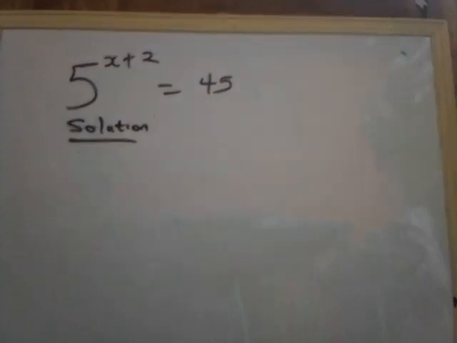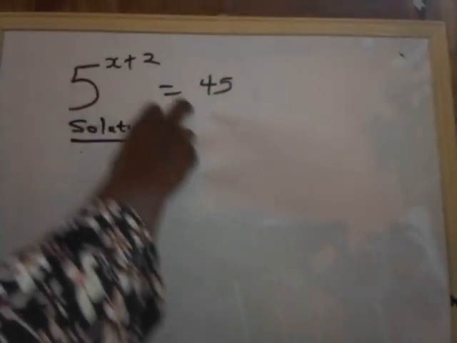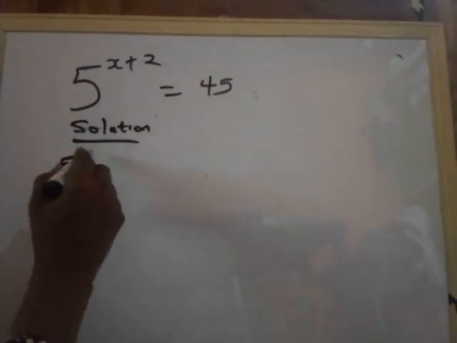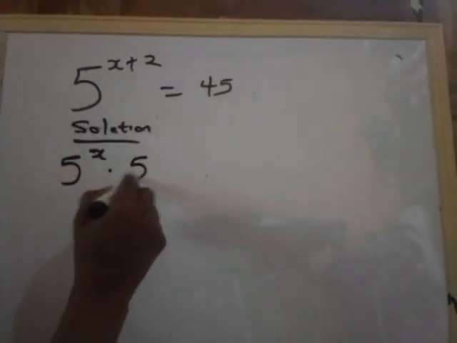Okay, so now we have this question on the board. We have 5 to the power of x plus 2 is equal to 45. So how do we solve this? So we can have 5 to the power of x multiplied by 5 to the power of 2 is equal to 45.